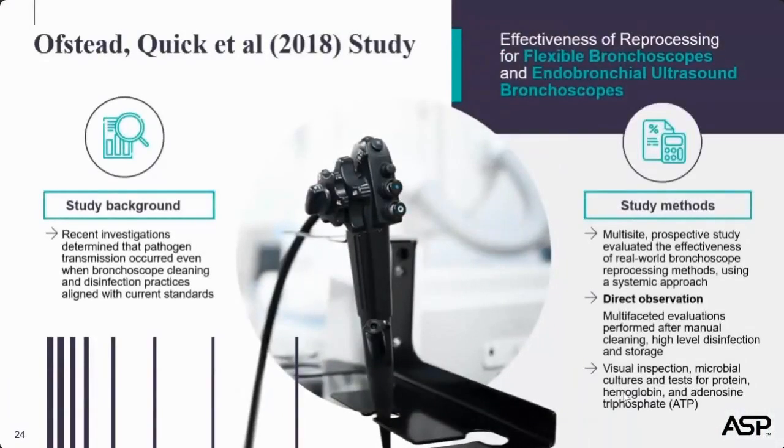Now to that study I mentioned earlier. In 2018, Ofstead et al. published a study that evaluated the effectiveness of bronchoscope reprocessing. The study background identified that pathogen transmission occurred even when reprocessing policies, which included cleaning and high-level disinfection, were followed. This prospective study was multi-site, involved examination of 24 clinically used bronchoscopes, used a systematic approach with direct observation, used visual inspection, which included lighted magnification in a borescope, and ATP testing to detect contamination.